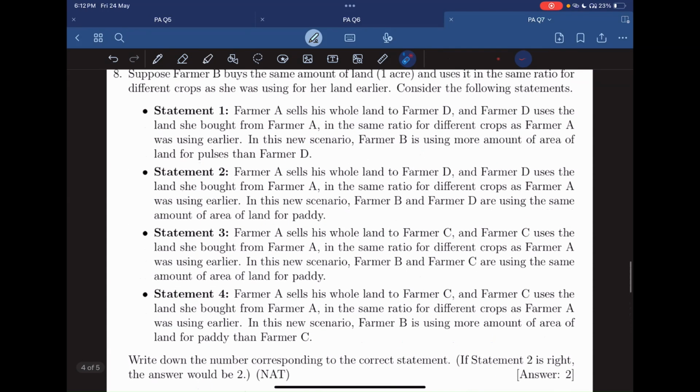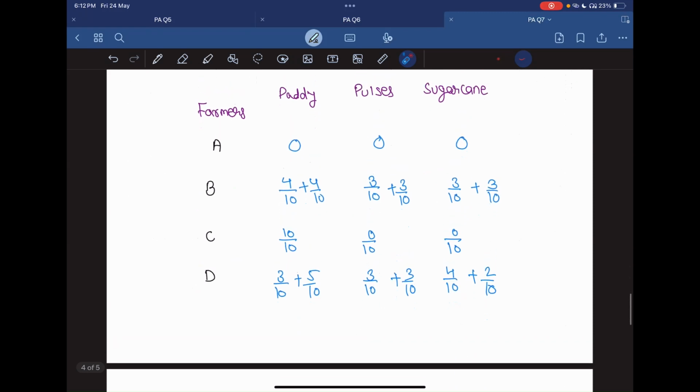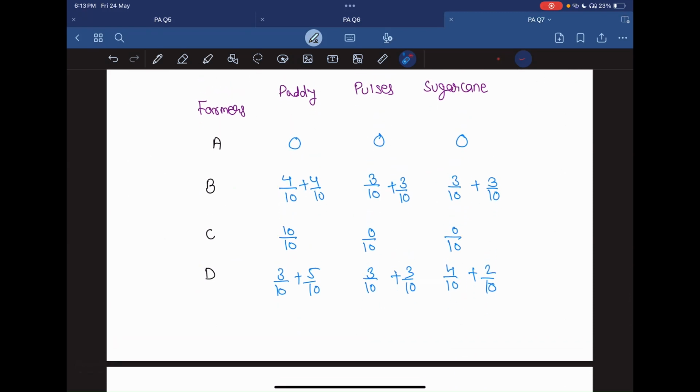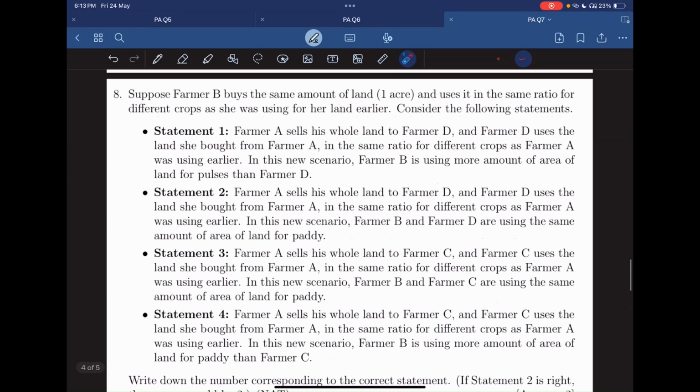Now, the statement is telling that farmer B is using more amount of area of land for pulses than farmer D. So, for pulses, farmer B is using 3 by 10 plus 3 by 10, that is 6 by 10, while farmer D is using 3 by 10 plus 3 by 10, that is also 6 by 10. So, both of them are using the same amount of land for pulses. That means statement 1 is false, as it says farmer B is using more amount of area.